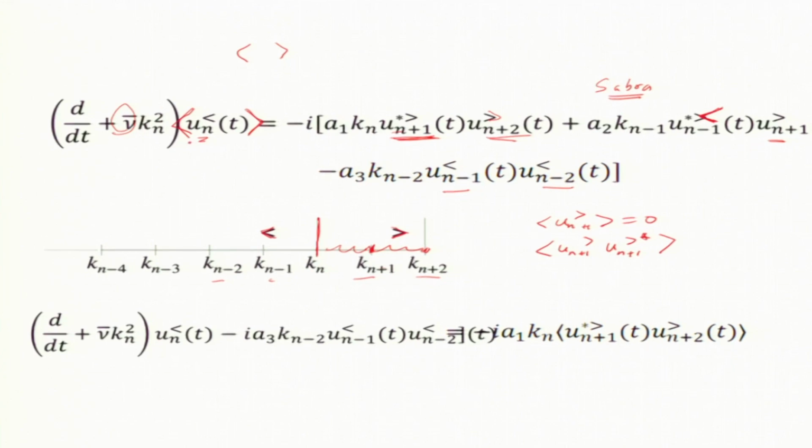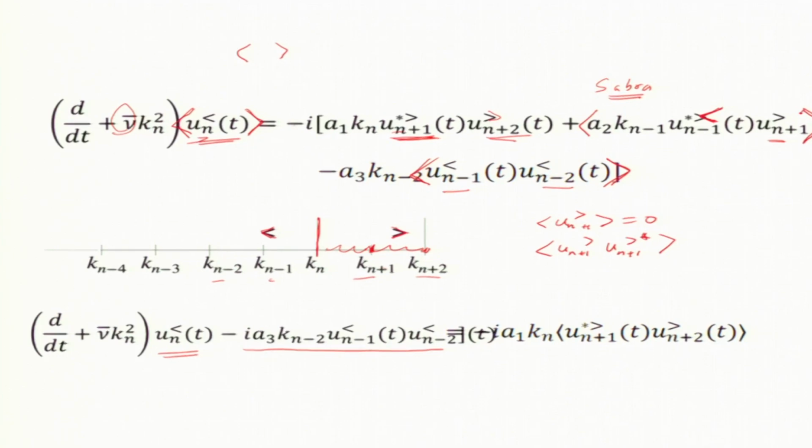So what happens to this? This will remain as is. What happens to this? Less remain as is. So I take it to the left hand side. There is a minus here, and the minus here becomes plus. I take it to the left hand side, and this is the term minus i a_3 k_n u_{n-2}. This one. Now what happens to this term if I do average?